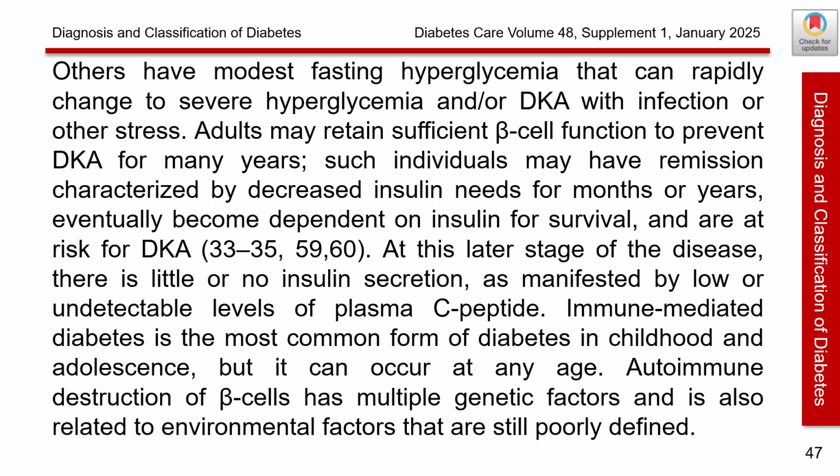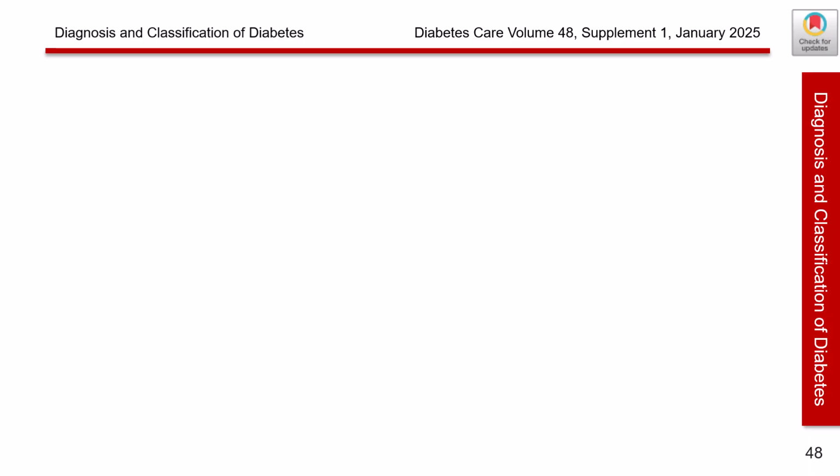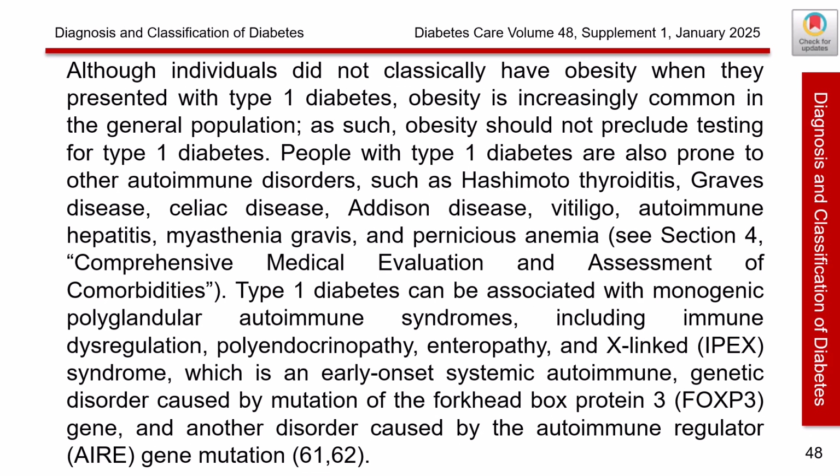Autoimmune destruction of beta cells has multiple genetic factors and is also related to environmental factors that are still poorly defined. Although individuals did not classically have obesity when they presented with type 1 diabetes, obesity is increasingly common in the general population. As such, obesity should not preclude testing for type 1 diabetes.